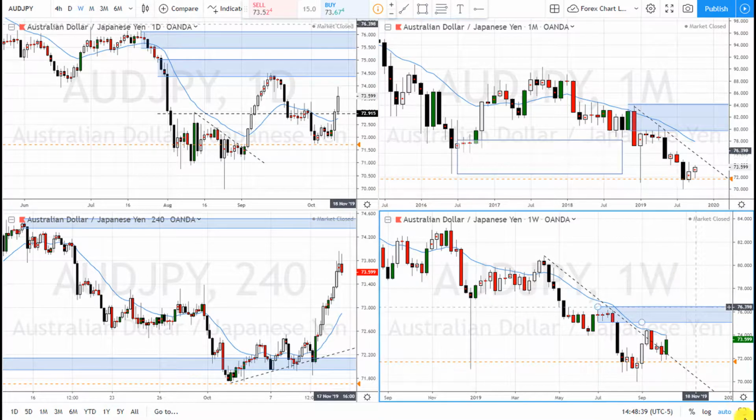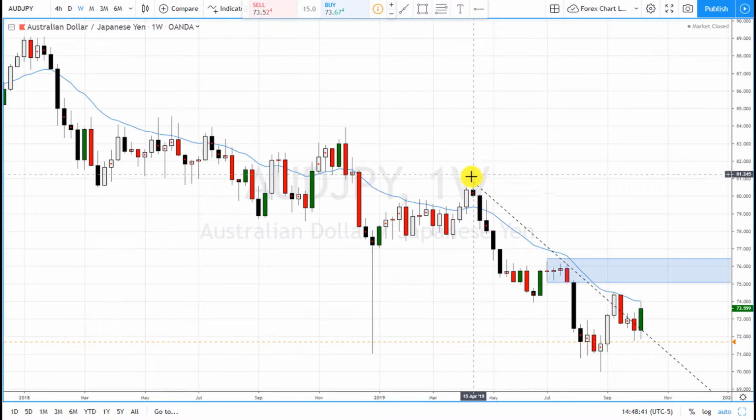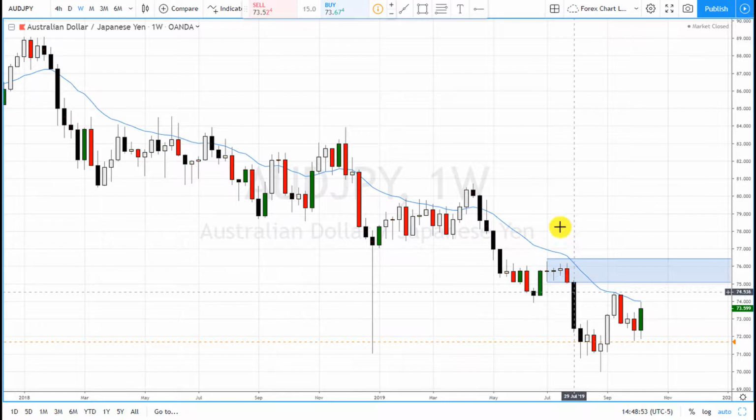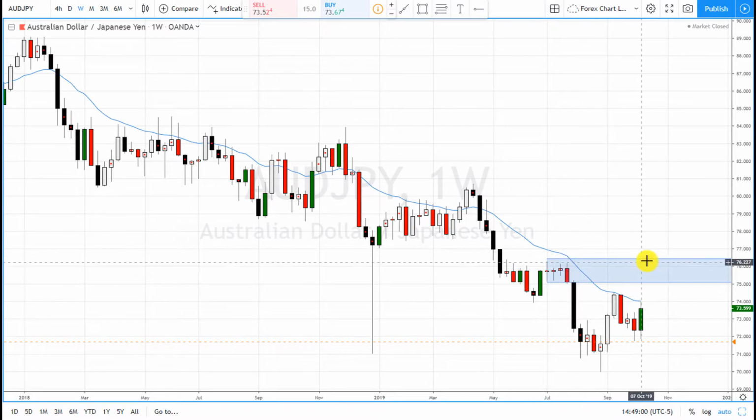On the weekly, we have price going down, but now these candles are starting to break this trend line. So we're expecting price to break this trend line, which it did, and then now it's gonna move up, but this is the obstacle that we gotta wait to see what's gonna happen.